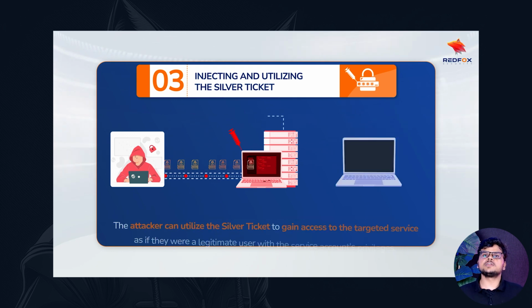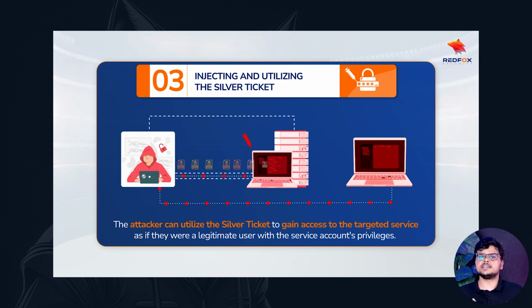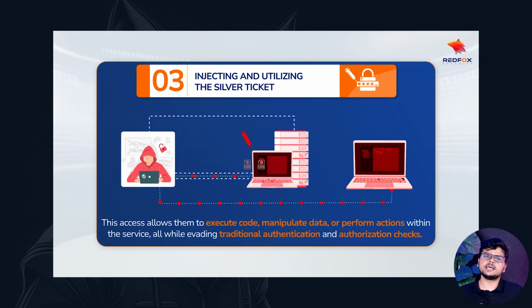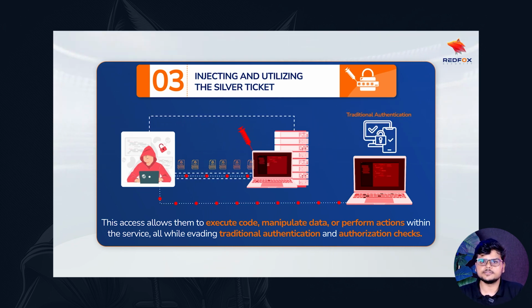The attacker can utilize the silver ticket to gain access to a target service as if they were a legitimate user with the service account's privileges. This access allows them to execute code, manipulate data, or perform actions within the service, all while evading traditional authentication and authorization checks.